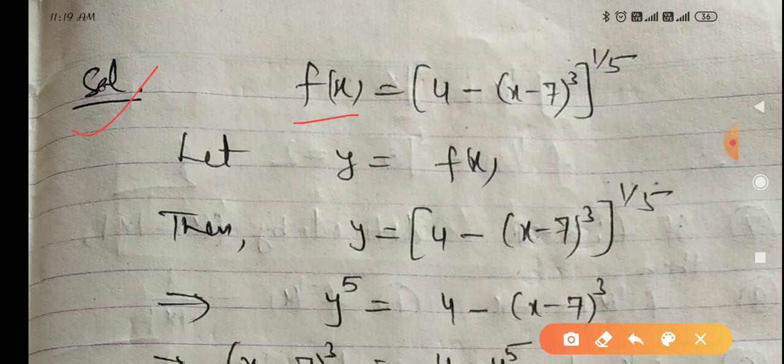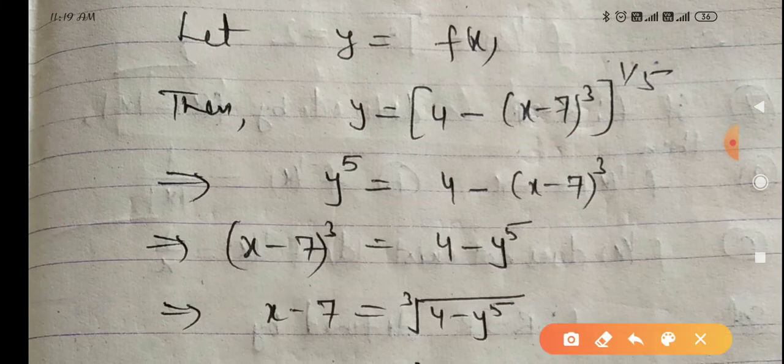f(x) = (4 - (x - 7)^3)^(1/5). You can take this function as y. So y = f(x), y = (4 - (x - 7)^3)^(1/5). Now after this take the power 5 on both sides, or you can transfer this 1/5 power to the LHS, so 1/5 will become 5. So y^5 = 4 - (x - 7)^3.